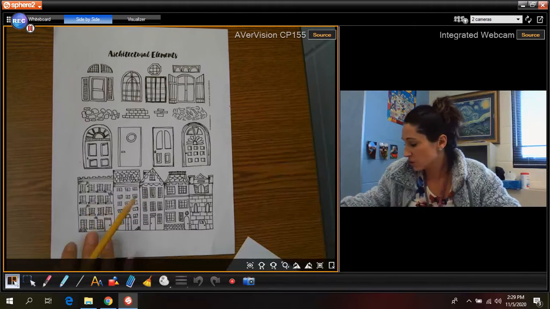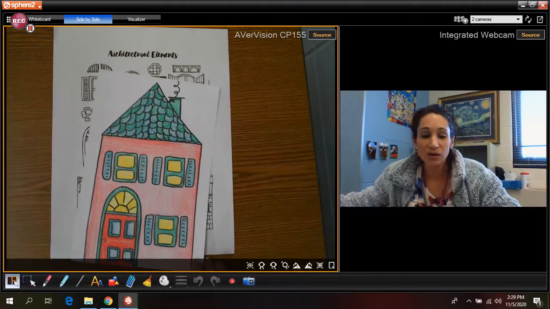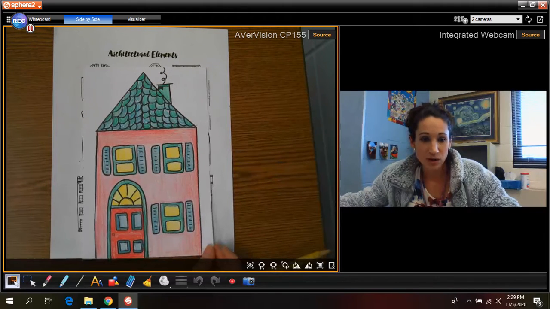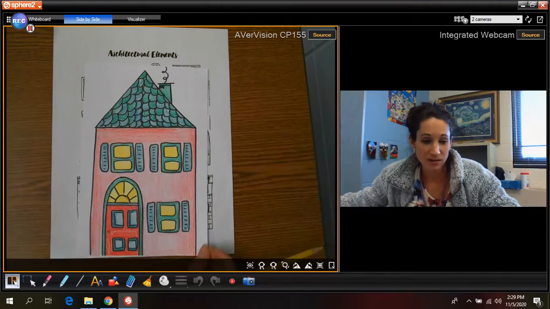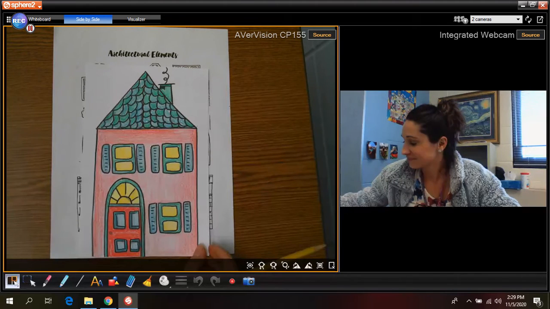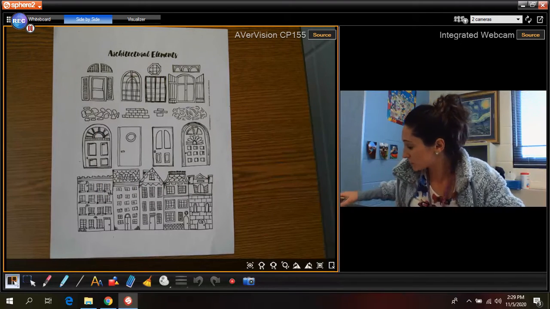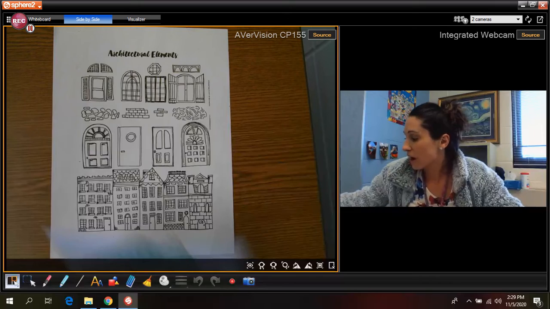But that's what I would like you guys to do for this project. I want you to design your own house. So you're going to become your own architect and design your own house. So again, using lots of different lines and lots of different shapes, you're going to design your own house.